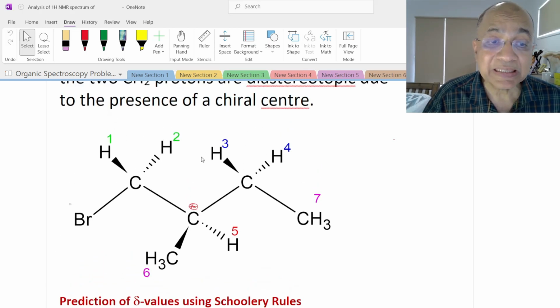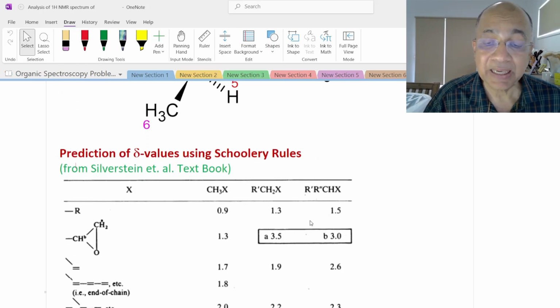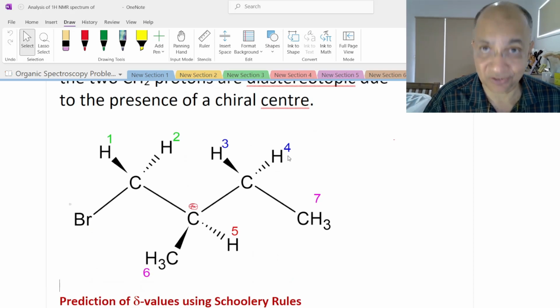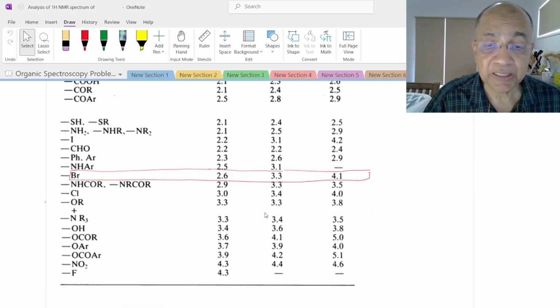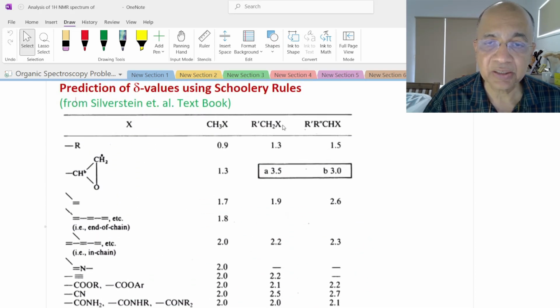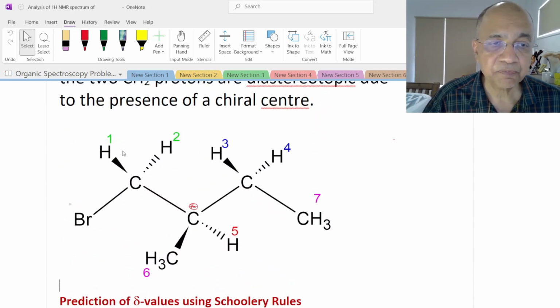Coming to this methylene, the protons will be in the vicinity of 1.3, but there will be 2 peaks. These methylene protons will be in the vicinity of 3.3 because it has a directly bonded bromine atom. So 3.3, this is the methylene.